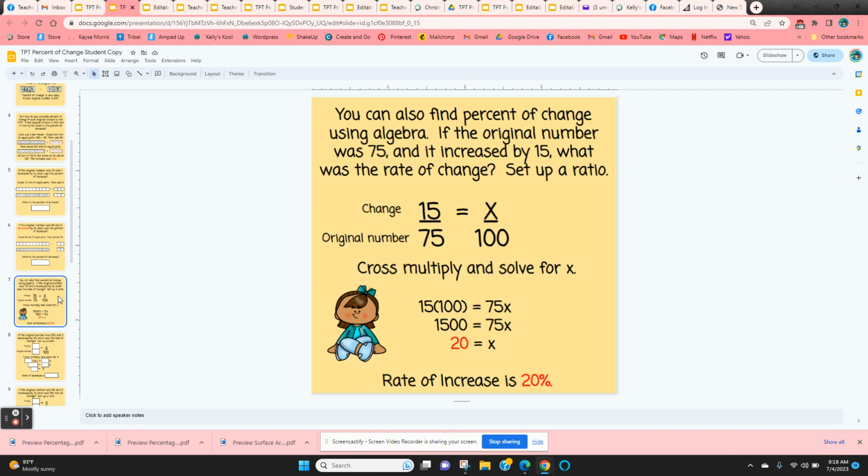And then we're going to look at the second method for figuring a percent of change. We can set up a ratio equation. If you take the change over the original number, you can set that equal to the percentage over 100, or x over 100. You're going to cross multiply or use means and extremes. So 15 times 100 is going to equal 75 times x. If they solve that algebraic equation, they're going to get 20, or the rate of increase, 20%.